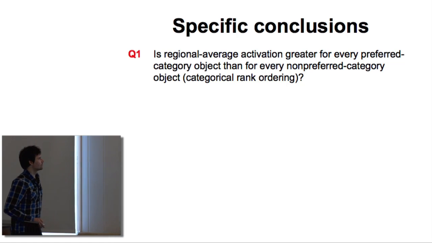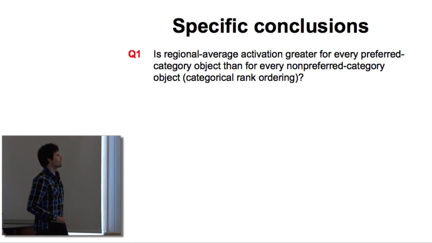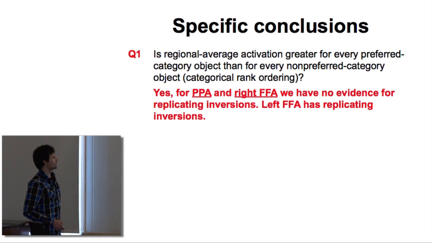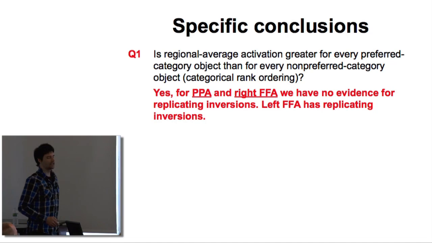So our specific conclusions here were, to the first question, whether there's a categorical rank ordering, the answer is yes for PPA and for right FFA. There we have no evidence for replicating inversions at all. For left FFA, there seem to be replicating inversions.